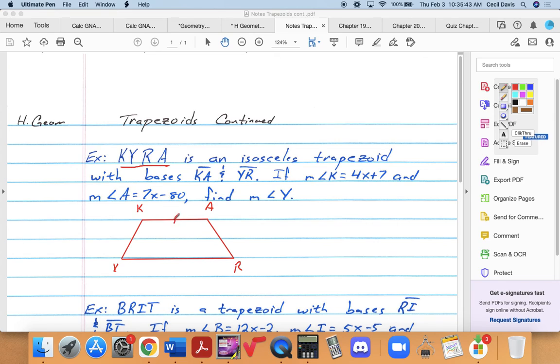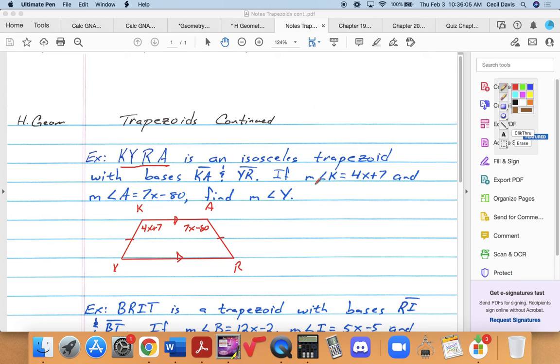All right, so this is an isosceles trapezoid. So these two sides are parallel, and these two sides are congruent. We've got the measure of angle K is 4x plus 7, and the measure of angle A is 7x minus 80. So what are we going to do with those two angles? Yes?